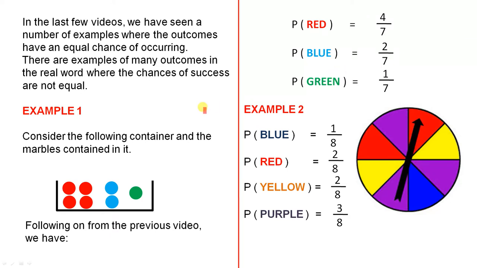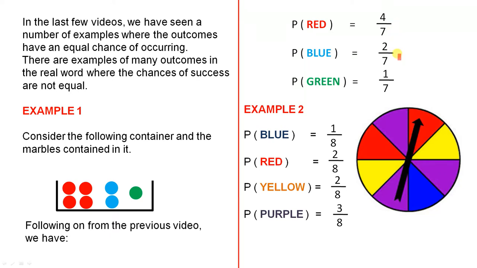Example 1. Consider the following container and the marbles contained in it. Now if we look carefully, we see 4 reds, 2 blues and 1 green marble. So you can see that the numbers are not equal. Following on from the previous video, if we closed our eyes and put our hands in the box, the probability of picking a red will be 4 because there are 4 reds, over 7 because there are 7 marbles altogether. So the probability is 4 over 7.